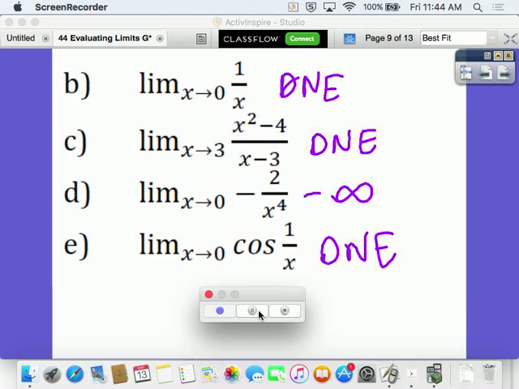And E, hopefully you realize that you were dealing with a trig function, which means you need to be in radian mode. It just oscillated between -1 and 1. And if you recall from lesson 7, and then some of the ones from trig, when we actually looked at the graphs of trig functions, if it's going back and forth between values, the limit does not exist.